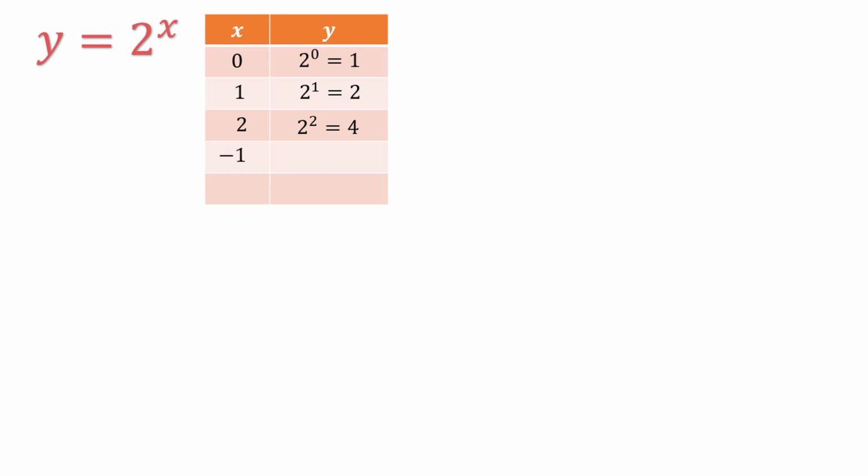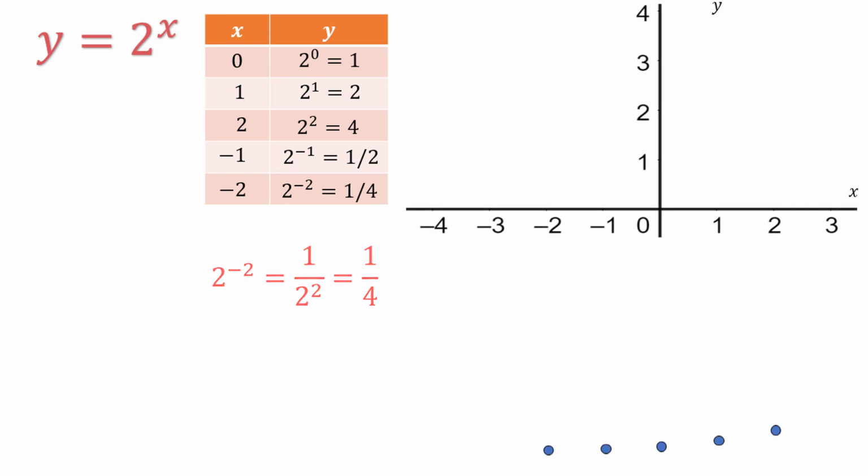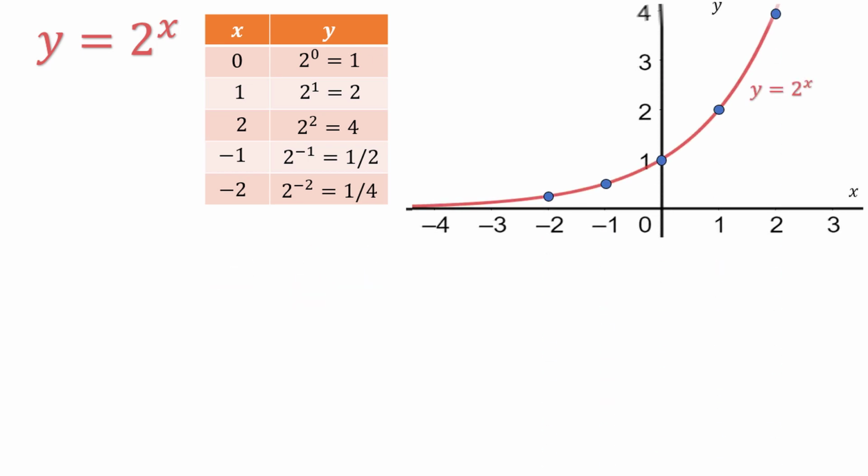If x equals negative 1, then y equals 2 to the negative first power, which is the same thing as 1/2. If x is equal to negative 2, then y is equal to 2 to the negative second power, which is 1 over 2 squared, or 1 over 4. We can plot all of these points onto the graph, and then connect the dots in a smooth line to draw our function.